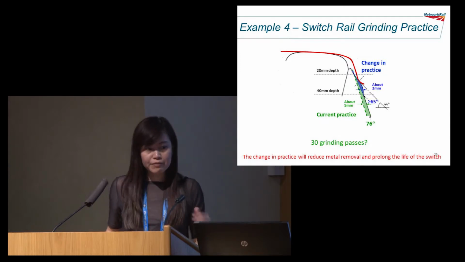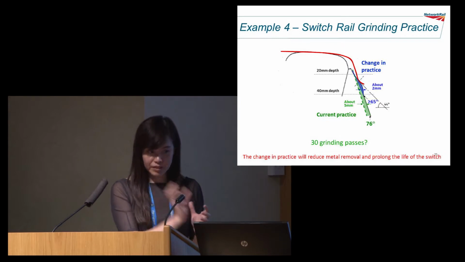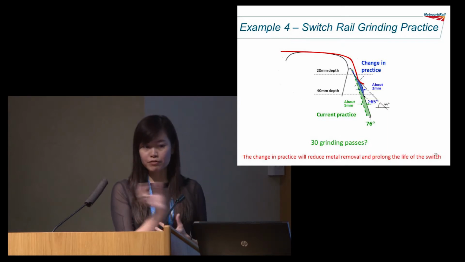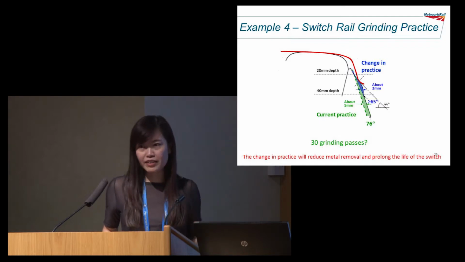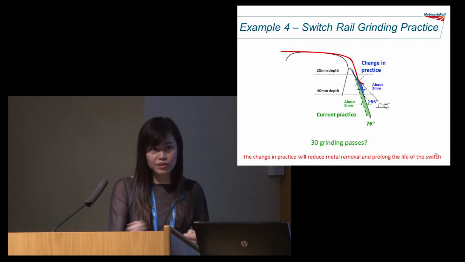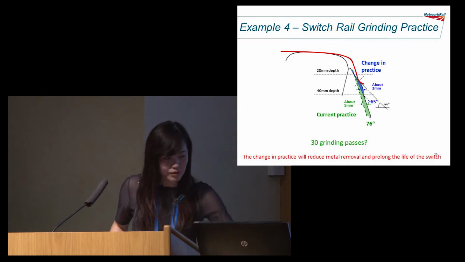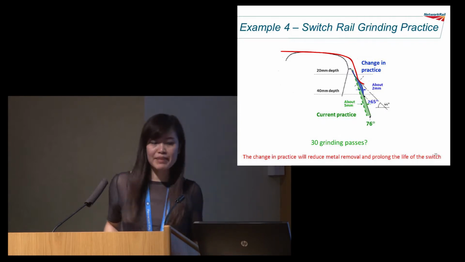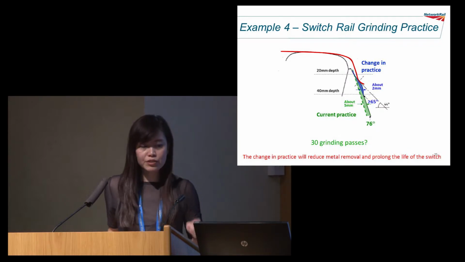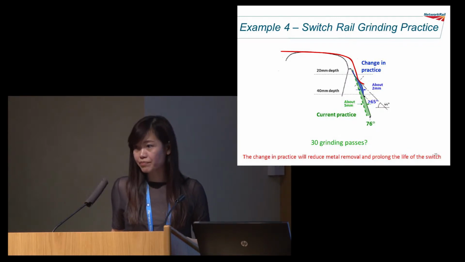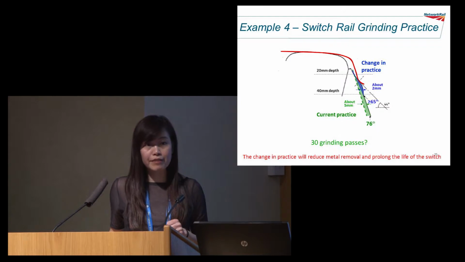So that is effectively removing a lot of material off the switch just to make it compliant. And that involves 30 grinding passes, so it takes a whole night just to grind it down. So I did some analysis and said, okay, let's change the practice. We'll grind it to a minimum of 65 degrees instead.